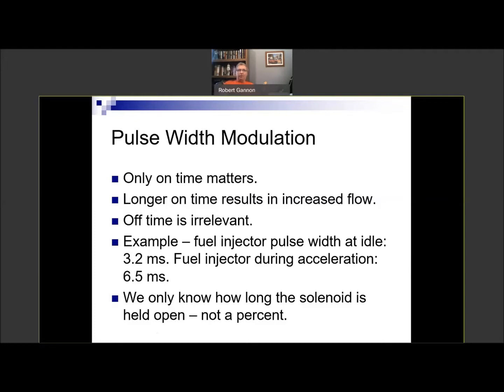According to this slide here, during acceleration, it could be 6.5. It could be 10. If you watch the video on the lab, you know it can get up higher than that too.